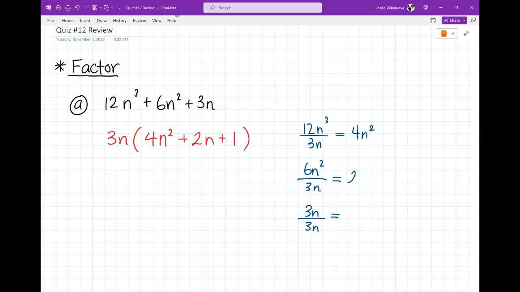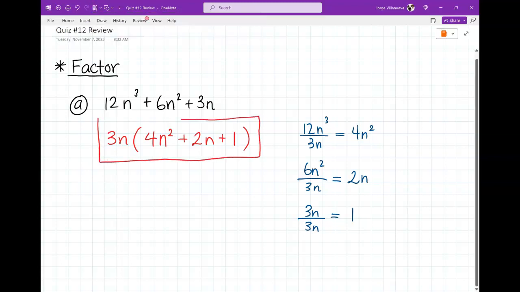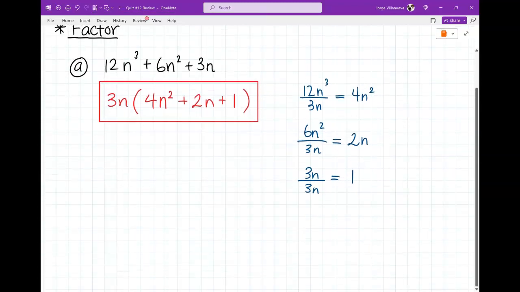6 divided by 3 is 2. N squared divided by n is just n to the first because the power is 2 minus 1. And then 3n divided by 3n, they cancel, so it's just the 1. That's how I got this part right here. I just do that in my head. I don't write it out, so you don't have to show your work for it if you don't want to. That's okay. But that's how you would do it if you were going to show work. You break it down little by little. So anyhow, this is the first problem right here. Questions on that one before I move on?